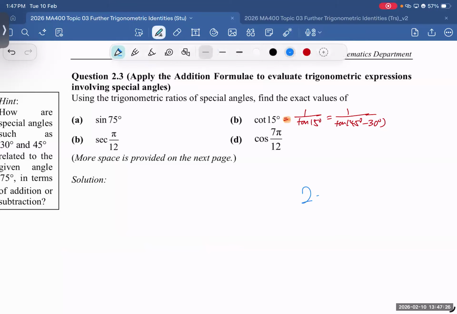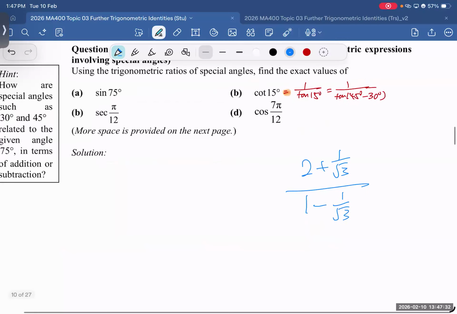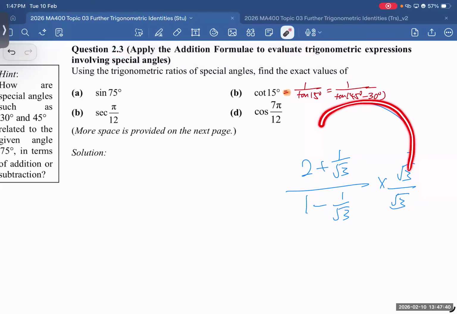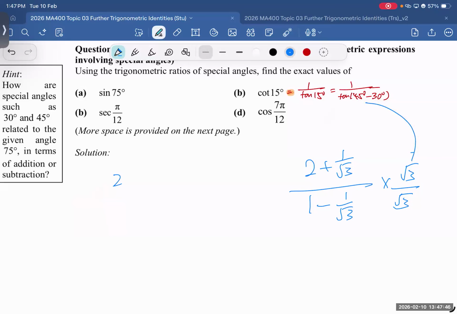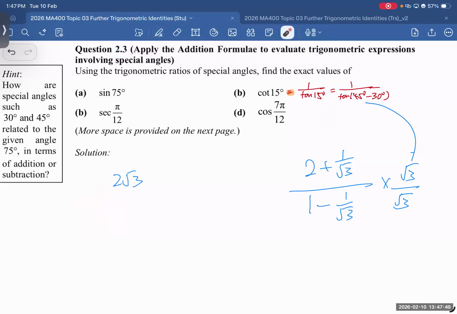Okay, 2 plus 1 over square root 3 over 1 minus 1 over square root 3. So if I have something like that, what I typically do is multiply by square root 3 over square root 3. Now here to here, this is 2 square root 3. Here to here, I get 1.